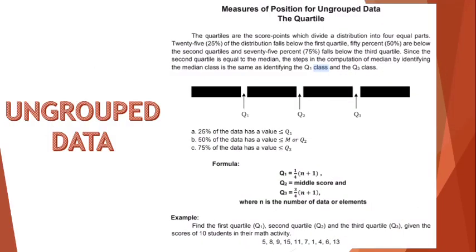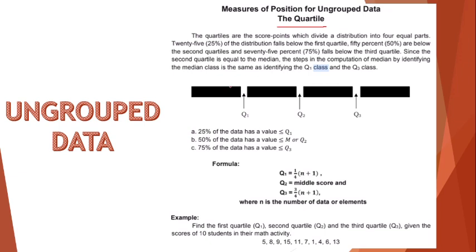So first we are going to compute the measures of position of ungrouped data. Start tayo sa quartile. The quartiles are the score points which divide a distribution into 4 equal parts. So 25% of the distribution falls below the first quartile. This is your 25%. The 50% is your second quartile. Then your third quartile is the 75%.